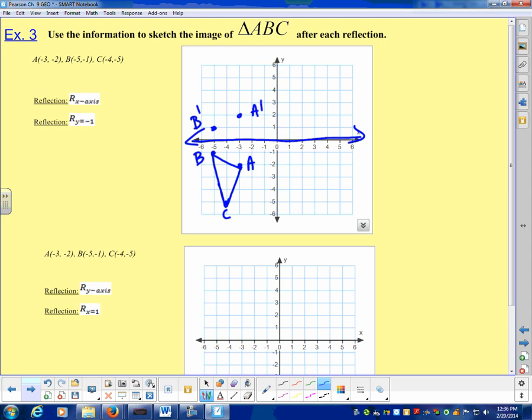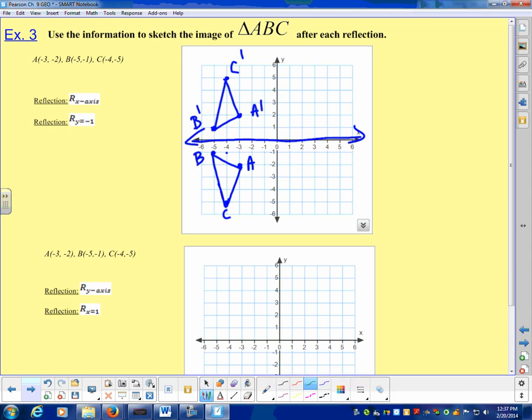Where will C prime be? -4. So we count 1, 2, 3, 4, 5. It's going to be 5 up. So you can just stay in the same vertical line here. See, 5 up, because it's 5 below on this side. 5 up. So that is the reflection over the x-axis of this shape.